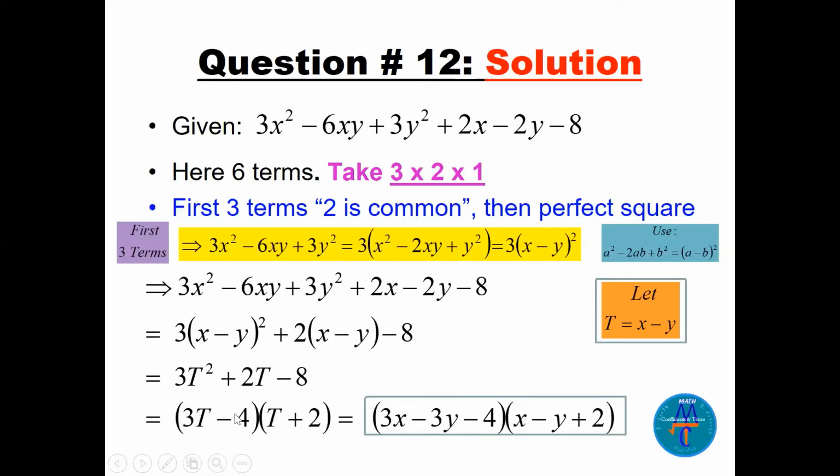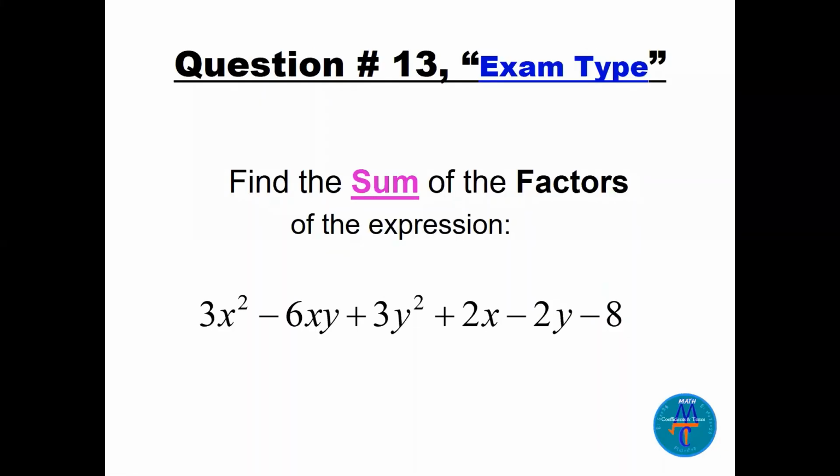3t and t, when you multiply, you get 3t squared, minus 4 and 2 plus, that's 6 minus 4 is plus 2. Now I put back the value of the t. I cannot leave it here. So the t is x minus y. So this will be 3x minus 3y minus 4. And this is only t, x minus y plus 2.